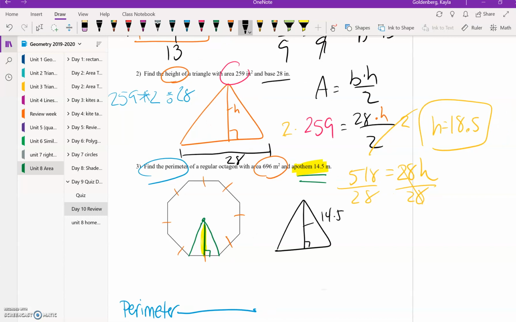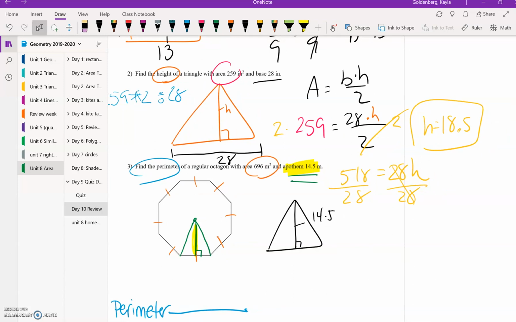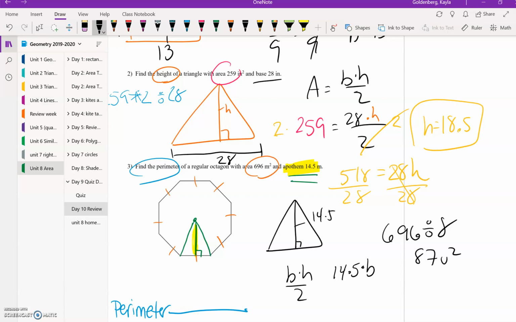I know what the area of the octagon is. I could figure out the area of each triangle by cutting 696 into 8 equal pieces. So the area of each triangle is 87 units squared. I know base times height divided by 2 is the area of a triangle. So 14 and a half times the base, which we don't know, divided by 2 should be 87. Same kind of thing as the last one.